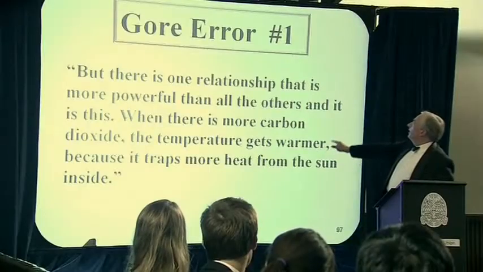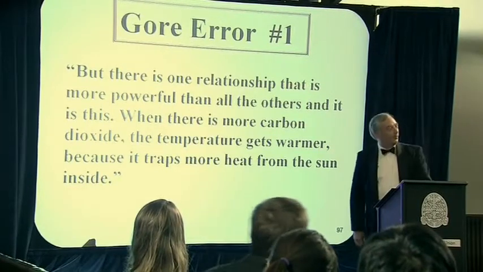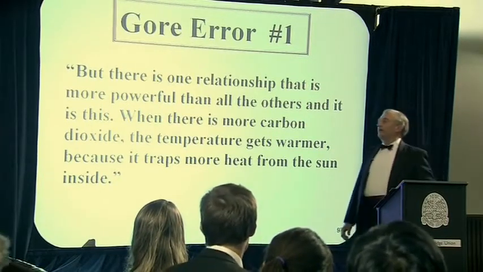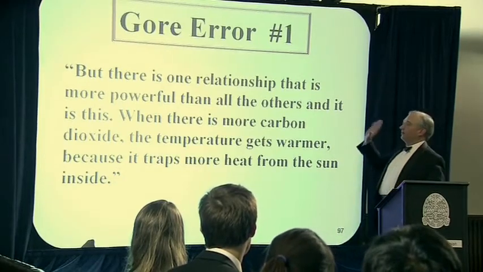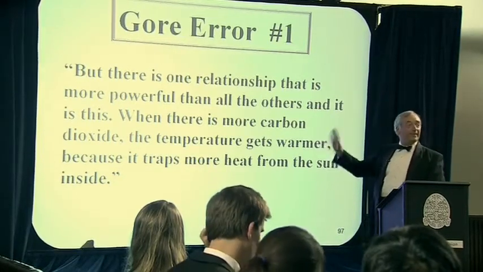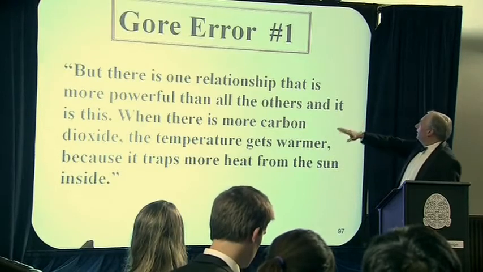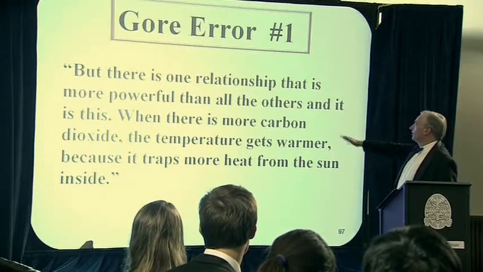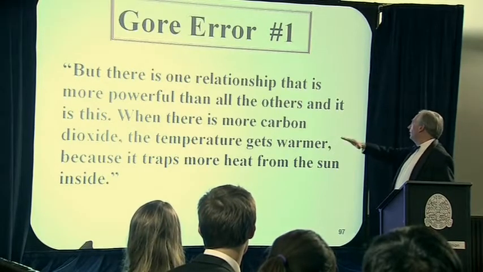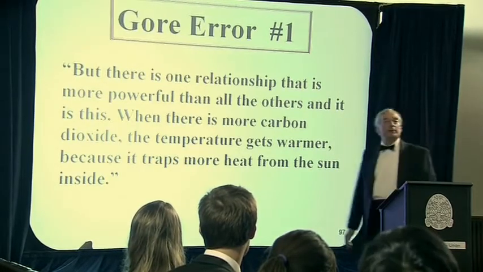And here we're going to wander into territory where all kind of reason departs. And here we have Al Gore in An Inconvenient Truth. And we're going to look at just a few of the fantastically interesting errors in his film. He says there is one relationship that's more powerful than all the others, and it is this: when there's more carbon dioxide, the temperature gets warmer because it traps more heat from the sun inside.